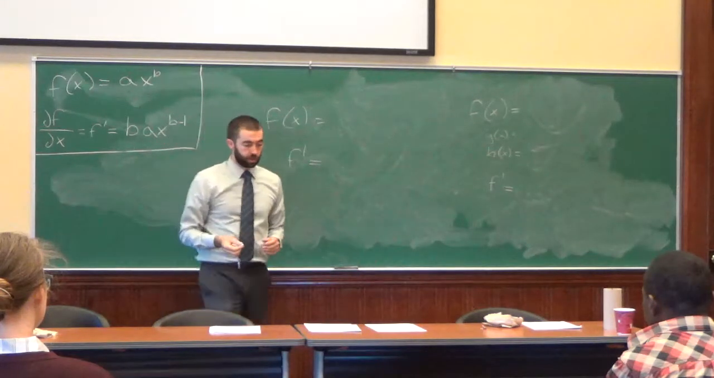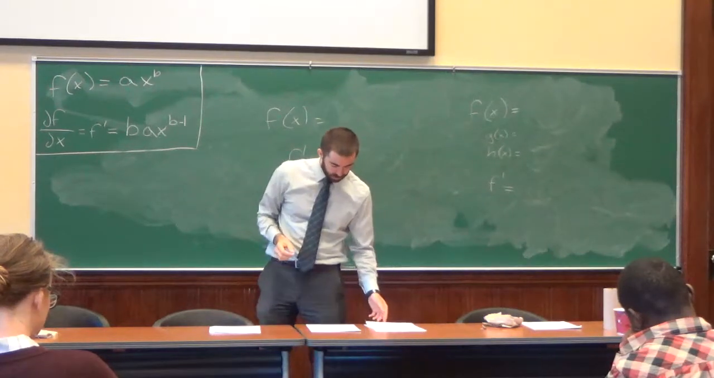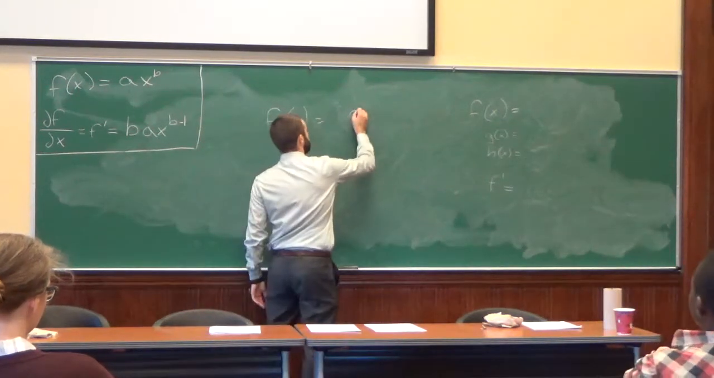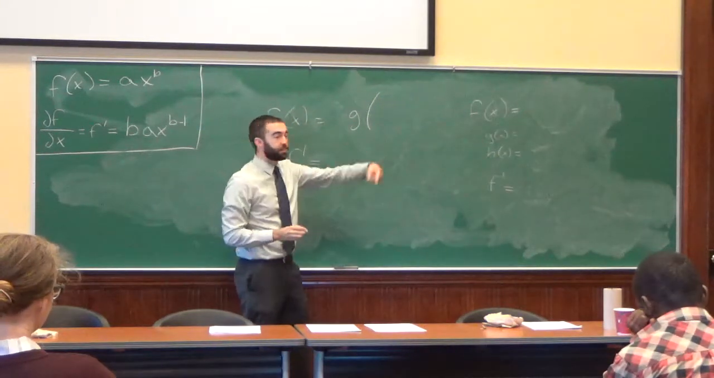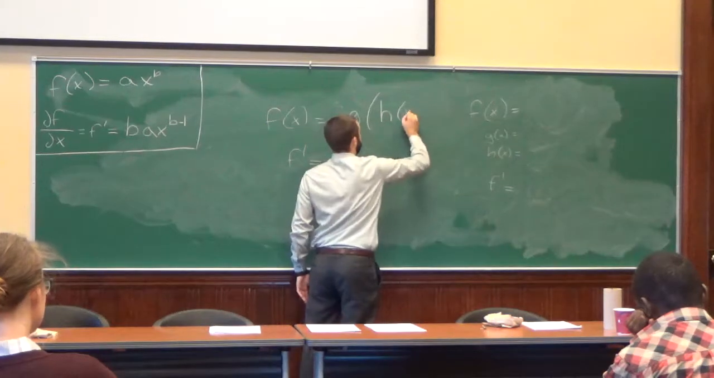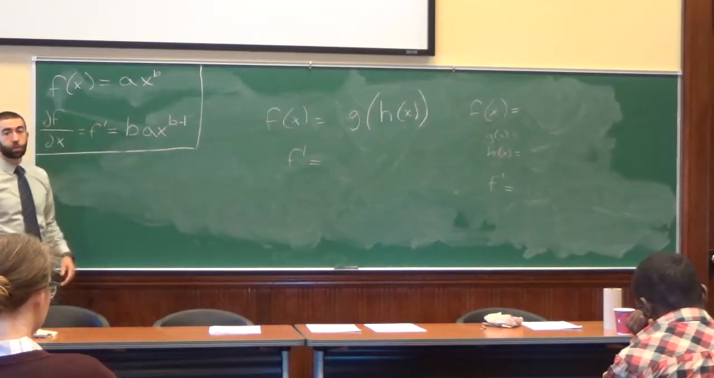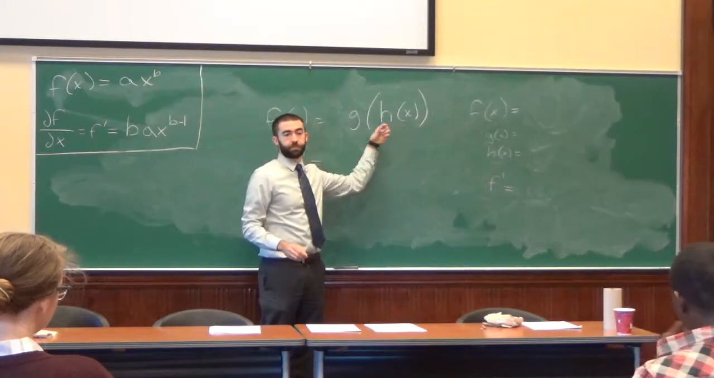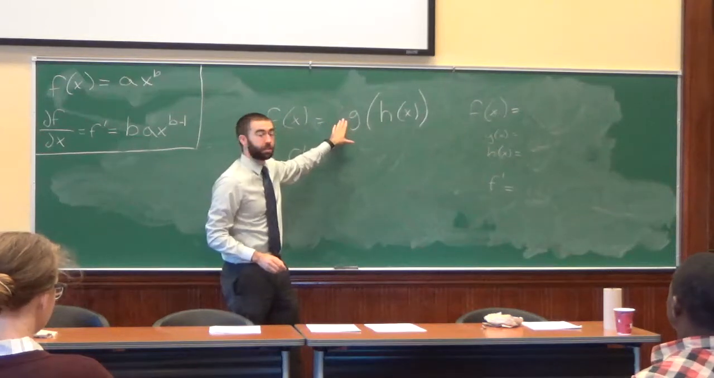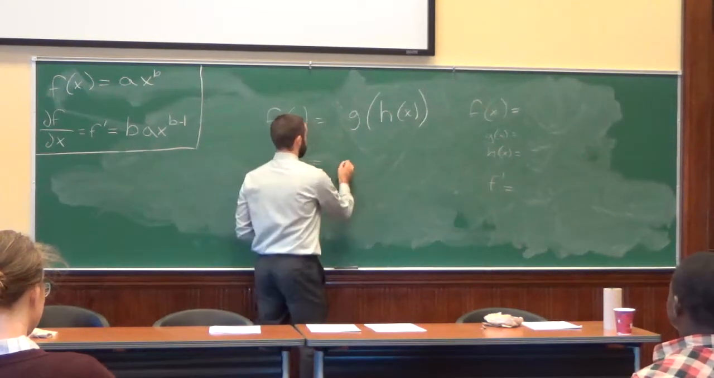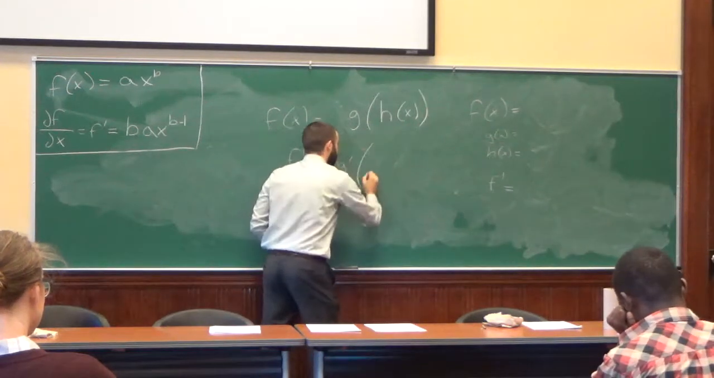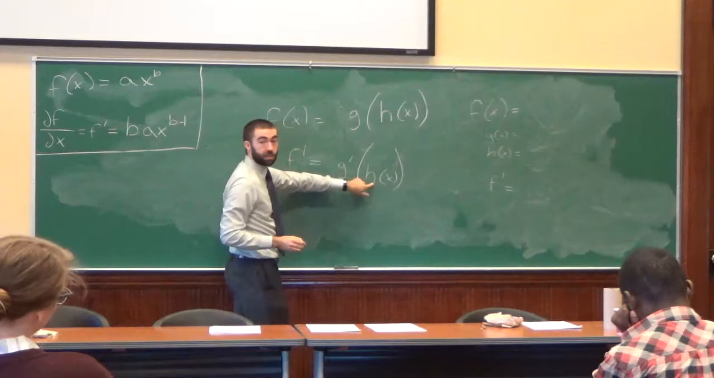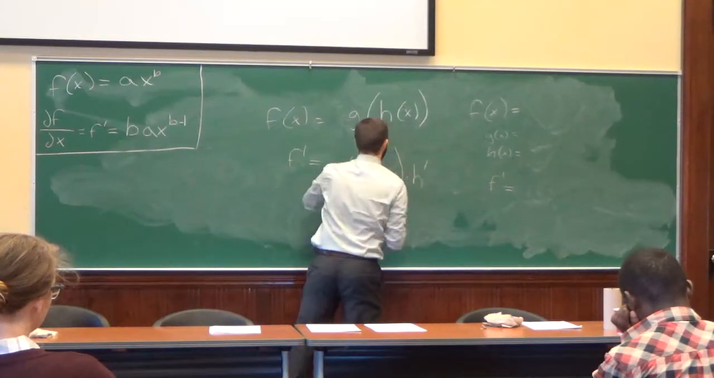Okay, the next one we're going to do is called the chain rule. Let's say that f of x is some function g, and g is a function of another function h of x. So h is a function of x, and it's inside of another function. All right, that's the basic structure. If that's the case, then the derivative is the derivative of g with h of x plugged into it, so the derivative of g with h of x inside times the derivative of h.